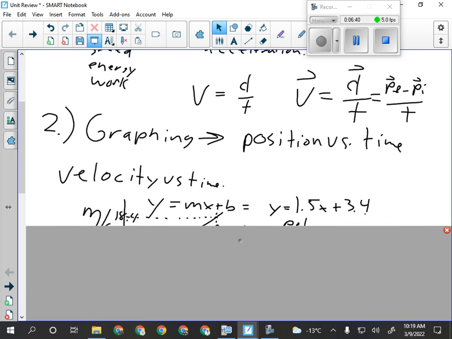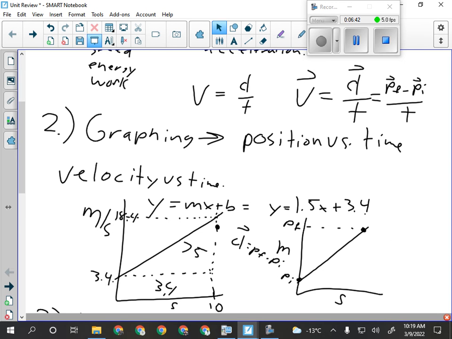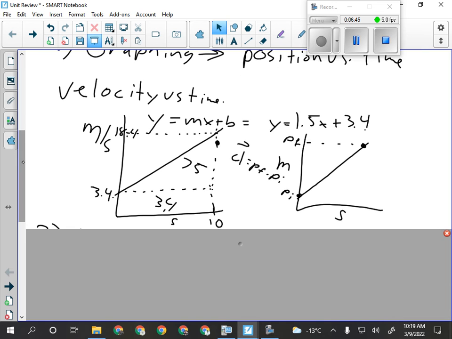All right, so using position versus time graphs and velocity versus time graphs. If it's a position versus time graph, you might get 1.5x plus 3.4. Remember that our initial position is our y-intercept. Our slope is our velocity, because it's essentially taking the change in position, pf minus pi, divided by time, which would be in seconds on the x-axis. That would be y minus b over x. That's why it calculates velocity.